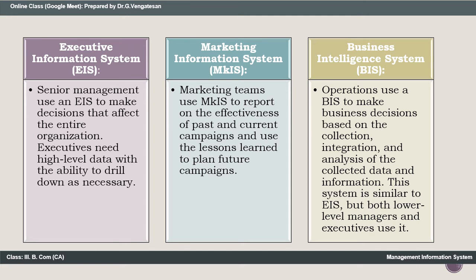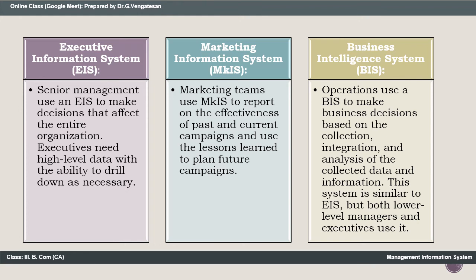And the next one is the marketing information system. Marketing information system will provide the report or output on the effectiveness of past and current campaigns, and use the lessons learned to plan future campaigns. Here, this marketing information system will give you the details of the past and the current year. By comparing the details provided, you can compare both the years and plan for the future. Planning future activity with past and current data is done through the marketing information system.